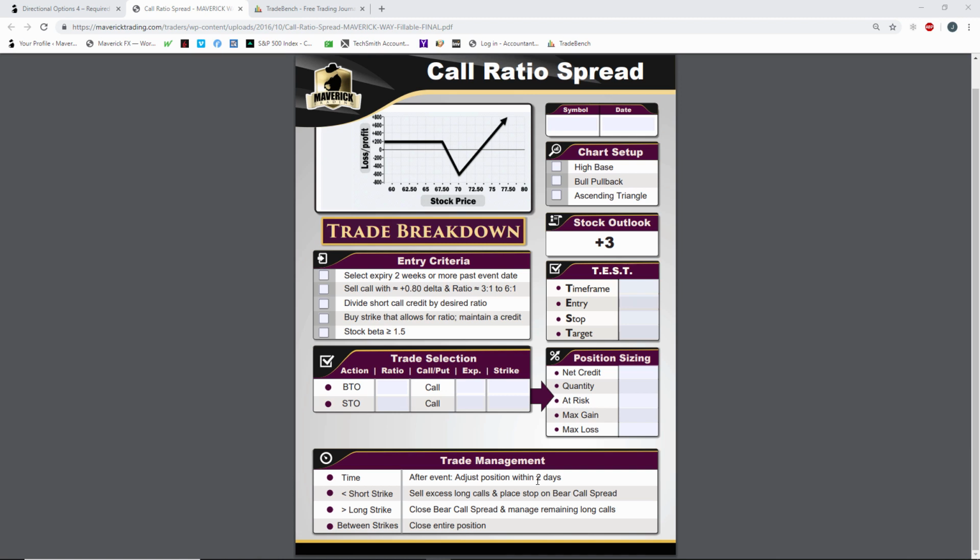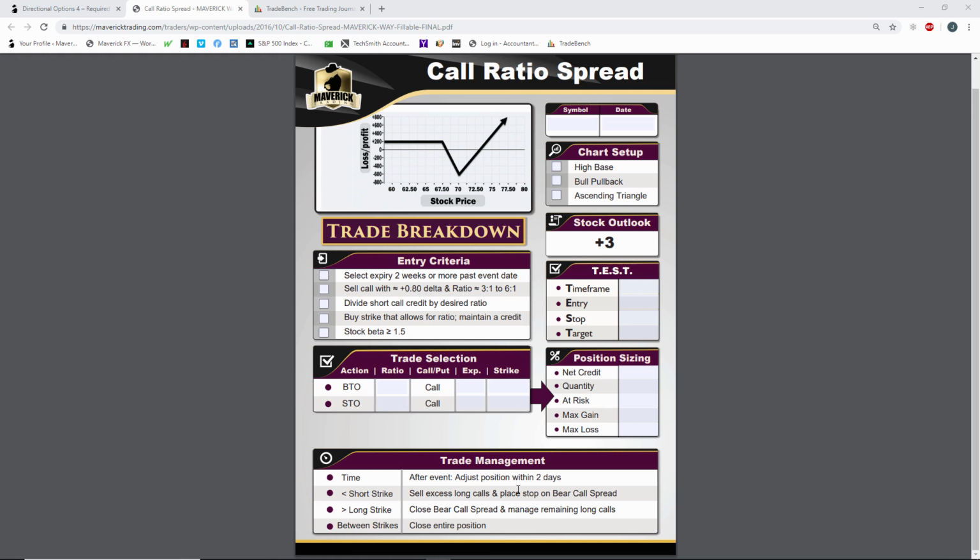I've come up with a way, I believe, that we can use Tradebench to track this as just one trade, although it is going to be a two-part system. Now, if you take a look down here at the trade management system, it says to adjust the position after 2 days of the event. So if it gaps up or gaps down, in this case you want to sell the excess calls immediately because we want to avoid the volatility crush.